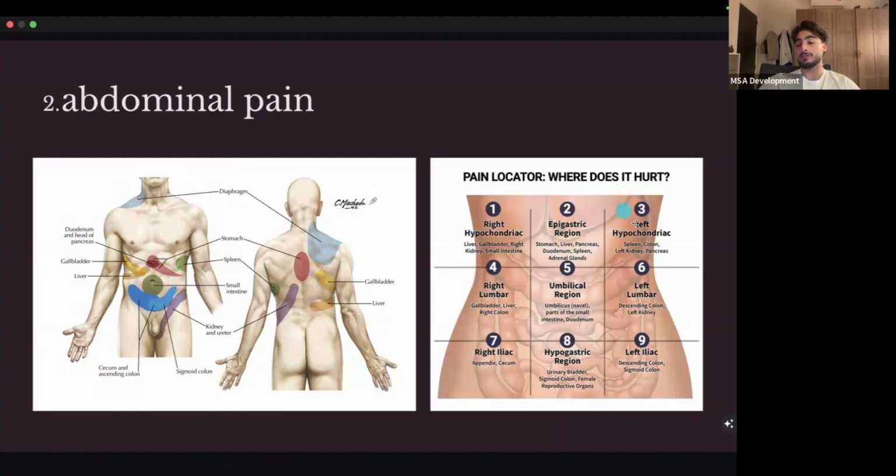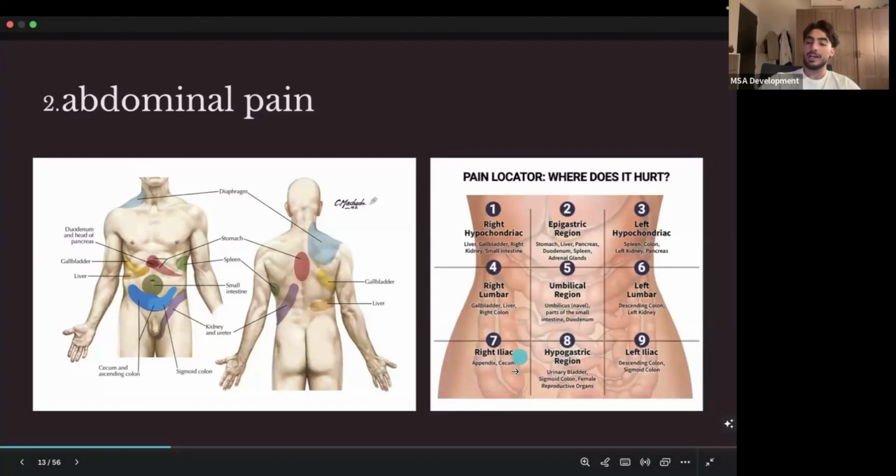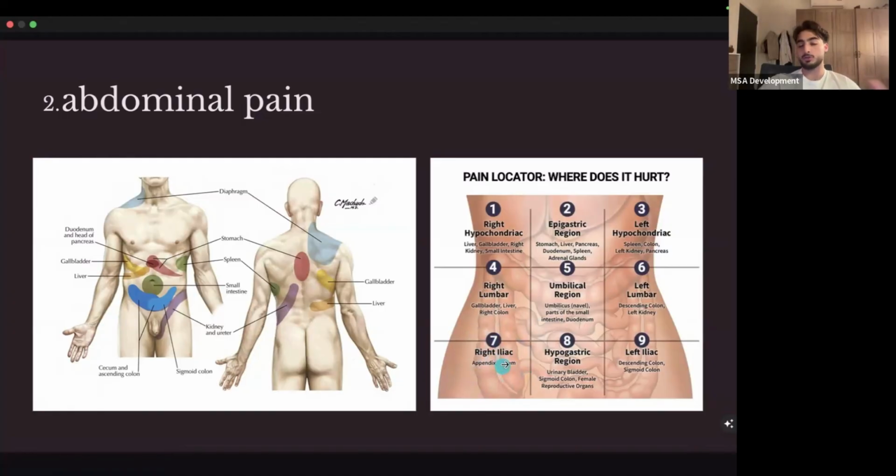Again, we split the abdomen into these nine regions, but most commonly it's just going to be your right upper, left upper, right lower, and left lower quadrant. This is just a diagram to help you localize where the pathology is. For example, right lower quadrant pain, or pain in the right iliac region, is most commonly going to be from either appendicitis or some sort of inflammation or infection going on with the cecum. Sometimes it could be the terminal ileum, because the terminal ileum is very close. That could also present as right lower quadrant pain.